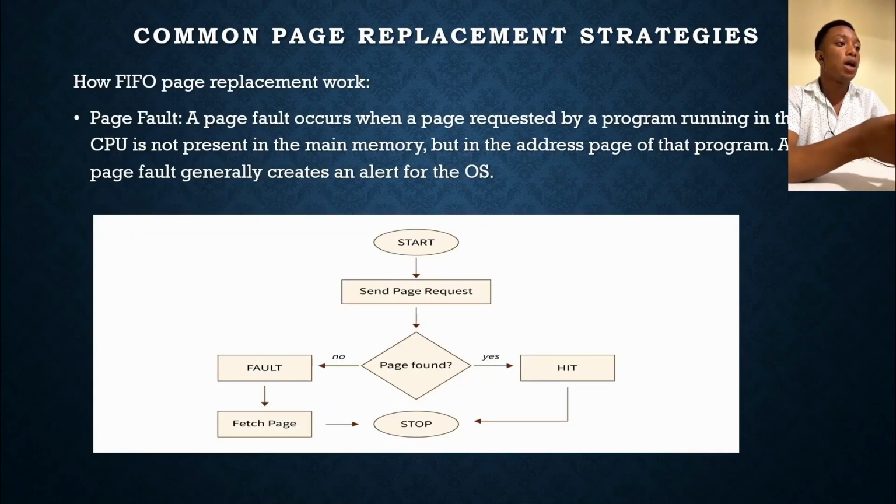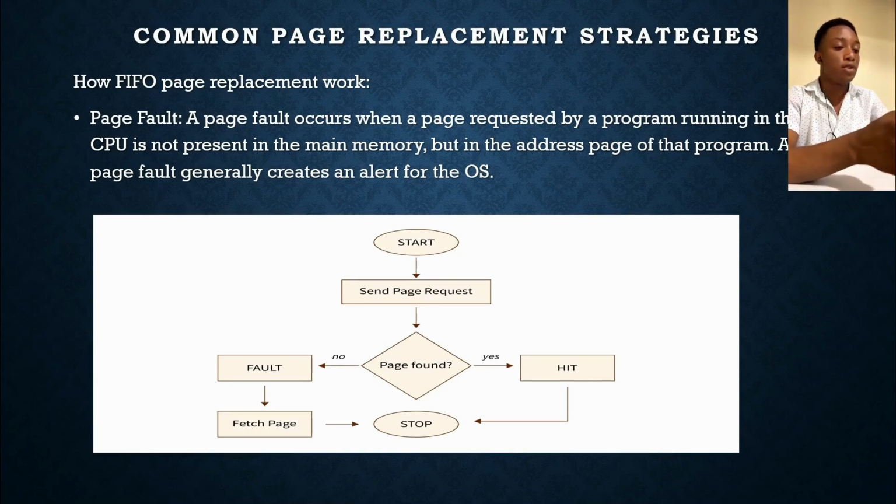Now before we go on, the page fault has already been mentioned, but I would like to go over it again. A page fault occurs when a page requested by a program running on the CPU is not present in the main memory, but is in the address space of the program. A page fault generally creates an alert for the OS.